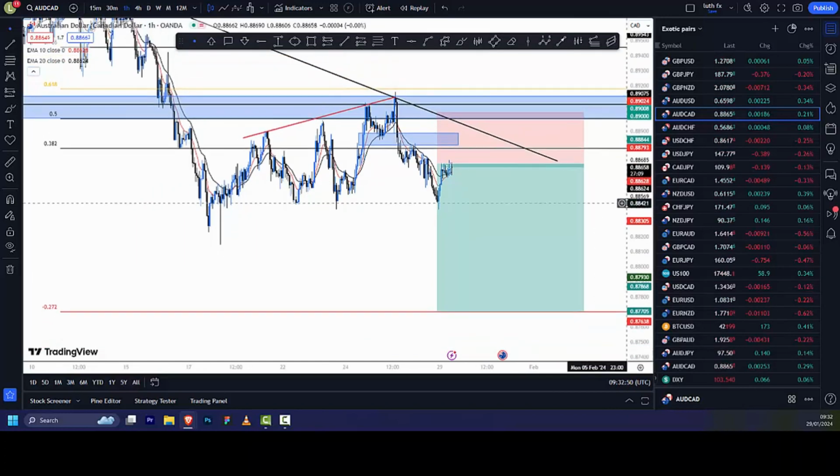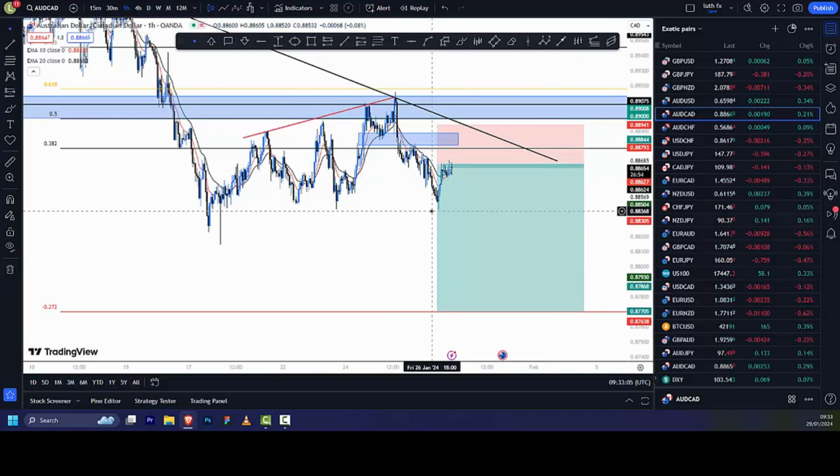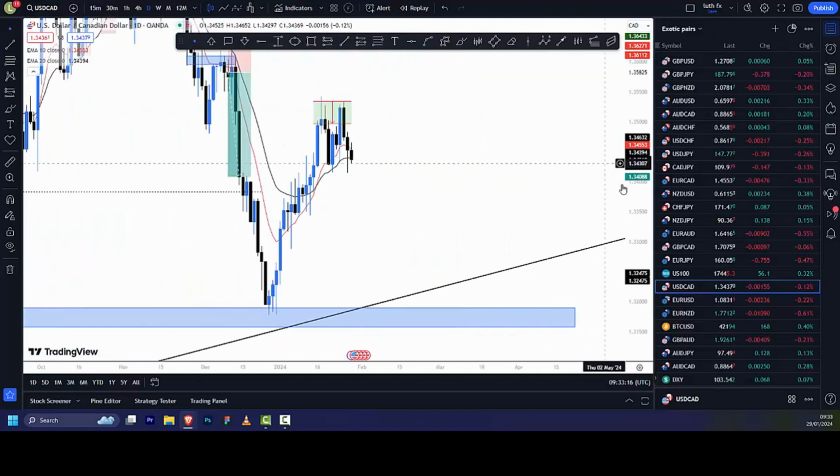So everything is still looking good on AUD CAD. It looks like it's about to make a huge drop to the downside because everything still looks extremely bearish. So it's still looking very, very good, and I'm definitely going to send a signal right after recording this video. A very interesting price action that I'm currently seeing.